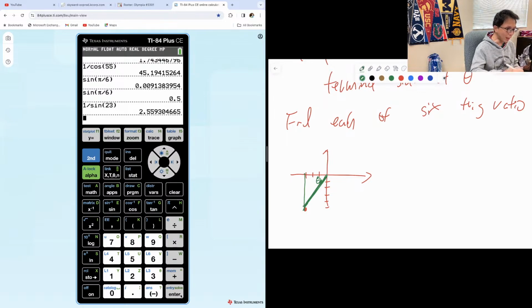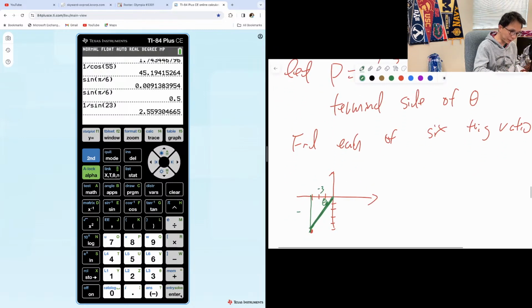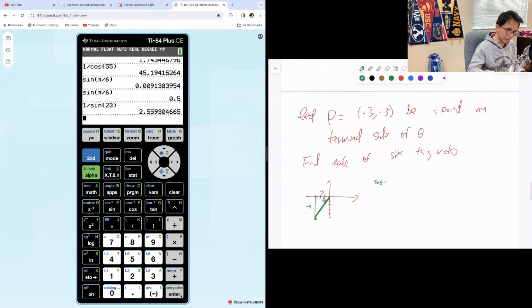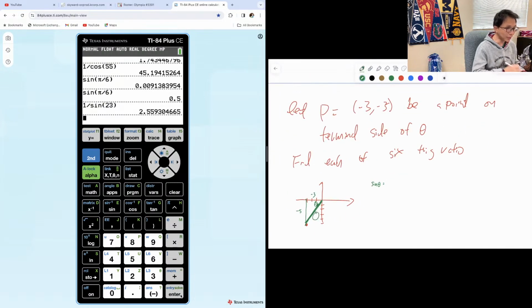Now, once you have data like this, the only thing different from yesterday's homework is this one has negative signs. So this one's a -3 and this is a -5, I believe. So sine of this data is gonna be what? Well, you have to figure out what this side is. What is this side?